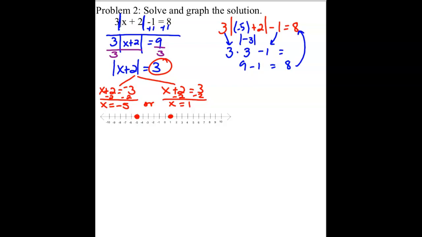Checking the 1. Again, I'm going to start out with everything except the x in my equation. And this time I'm going to dump a 1 in there. 1 plus 2 is 3. The absolute value of 3 is 3. Multiplying it to 3 is 9. Subtracting our 1 gets us back to our 8. So they do both work.